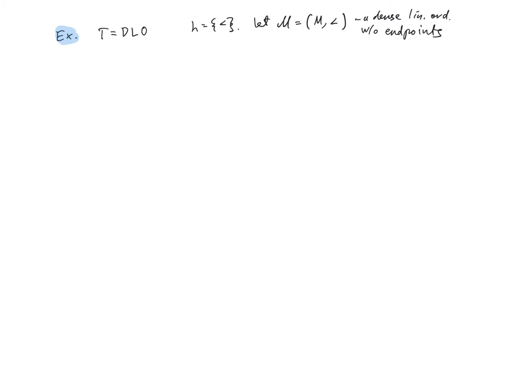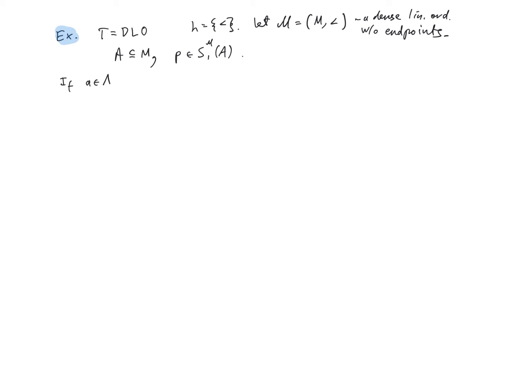Let's give a description of the space of types in the case of dense linear orderings. So in this case, the language is just the language of orders. So let M be a structure, so a dense linear order without endpoints. And let A be an arbitrary subset of M, and let P be a one type over A in M.